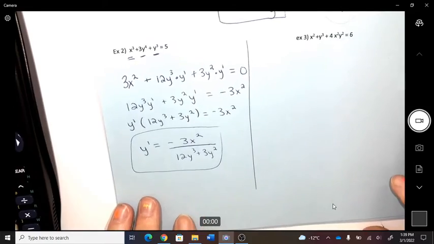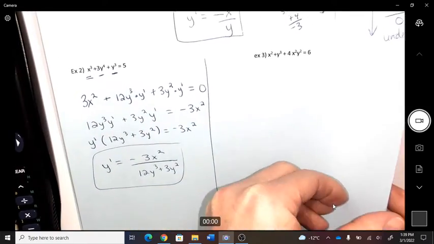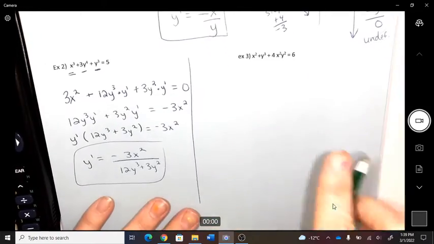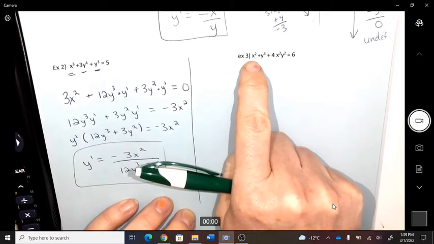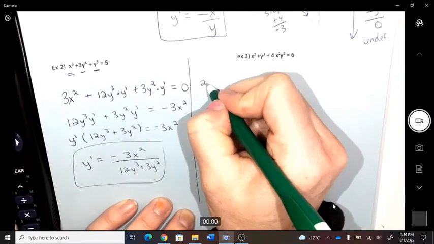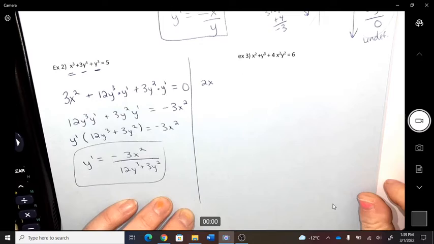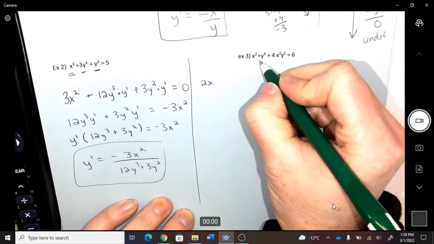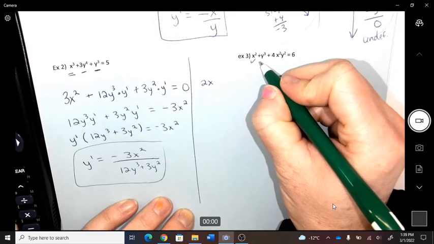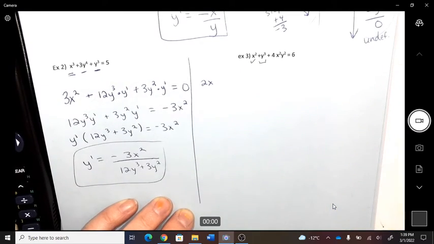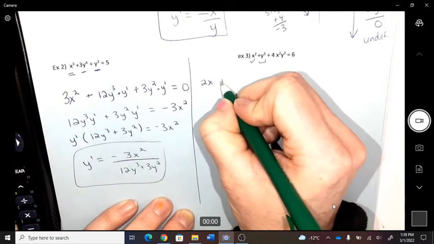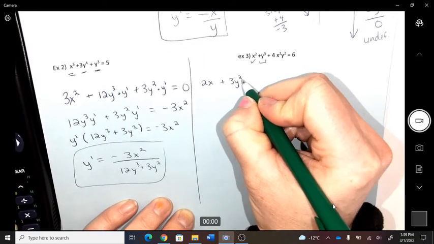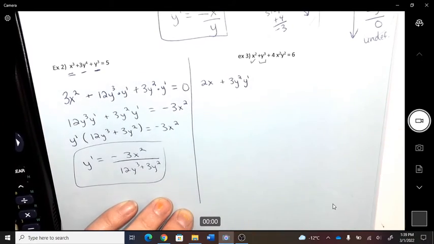Okay, last example. Ready? X squared becomes 2x. Good, done. Y cubed becomes 3y squared, but we derived a y, so we've got to attach a y prime.